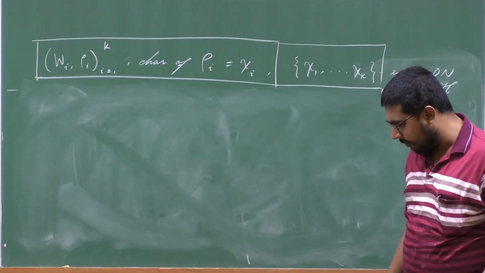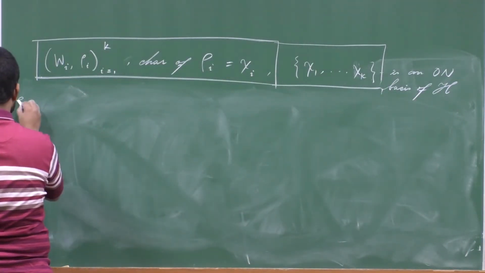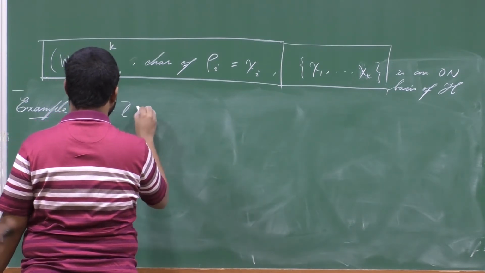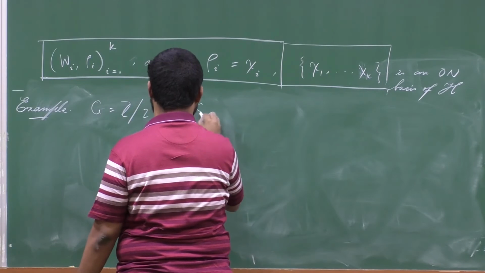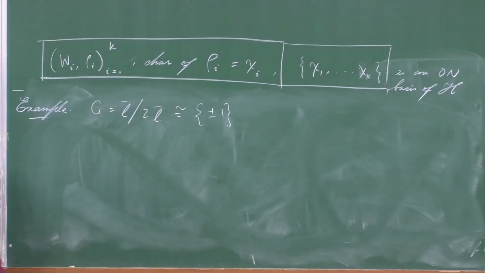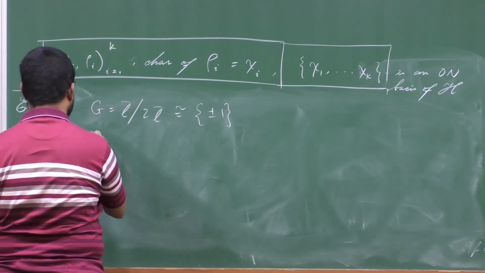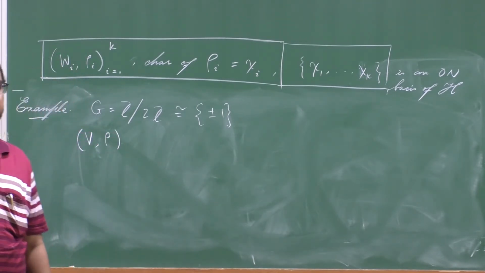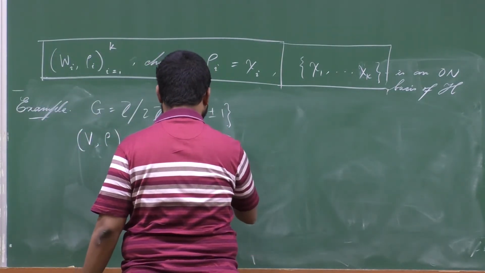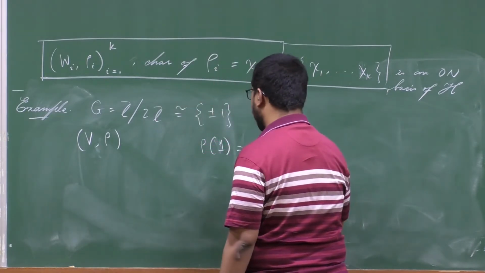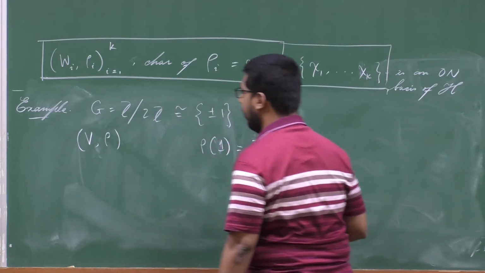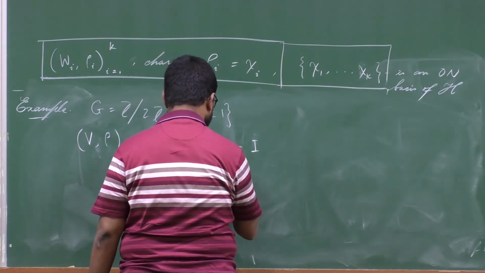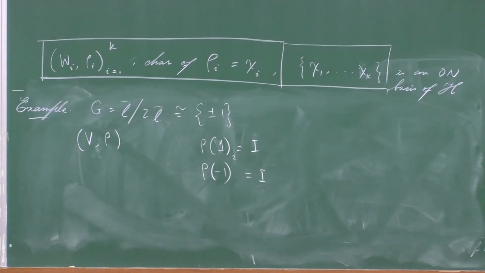Maybe first I should give you a very simple example. Let us take the simplest group, Z modulo 2Z, or multiplicatively, the isomorphic multiplicative group plus or minus 1. Let rho be any representation of this group on V. Then rho of 1 must be the identity operator on V, and rho of minus 1 is an operator whose square is the identity.